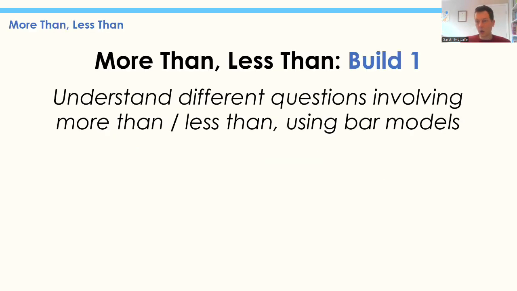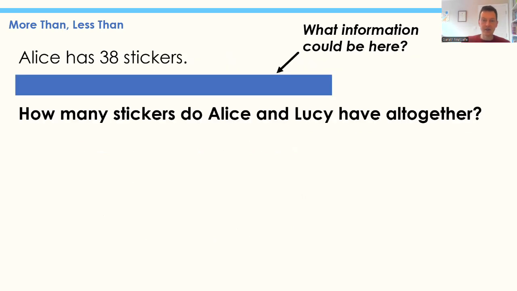So this is one of the bits from Build 1 of the more than less than task family, where we have Alice had 38 stickers, something's hidden. How many stickers do Alice and Lucy have altogether? The children say, oh, that's easy. It's the number of stickers Lucy has. Then we add them. It's definitely that. Is there anything else it can be?